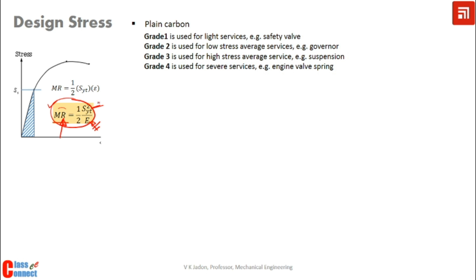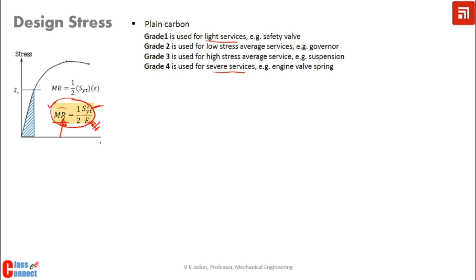Plain carbon steel is used in 4 different grades: grade 1, grade 2, grade 3, grade 4. Grade 1 is for the light service case, and it is for safety valves. Then there is the low stress average service case, as in governors, and the high stress average service case, as in automobile suspension, and this is for the severe service case. So these four cases have been introduced here: the light service case, the low stress average service case, the high stress average service case, and then the severe service case.